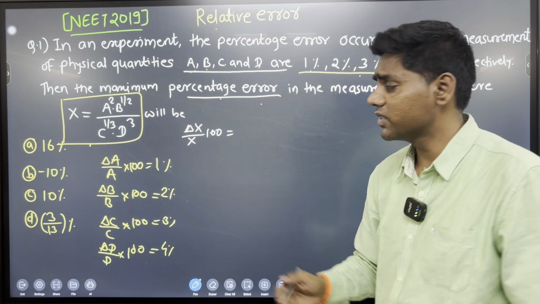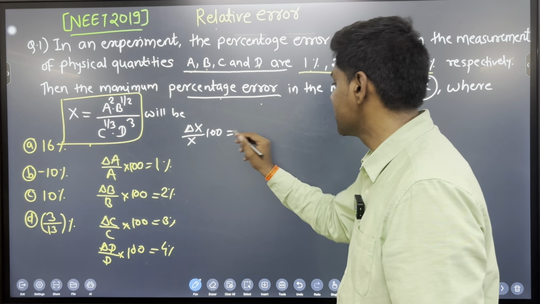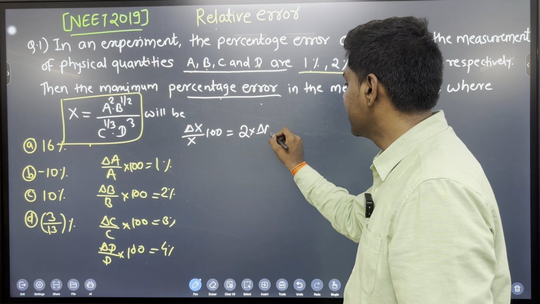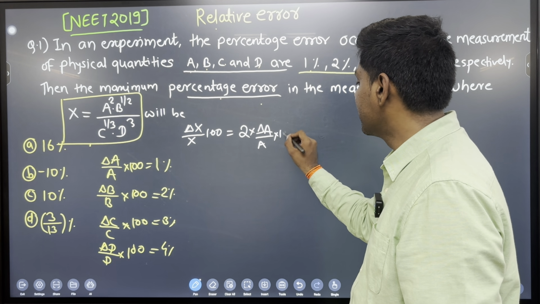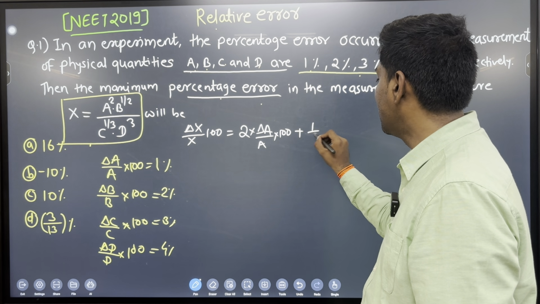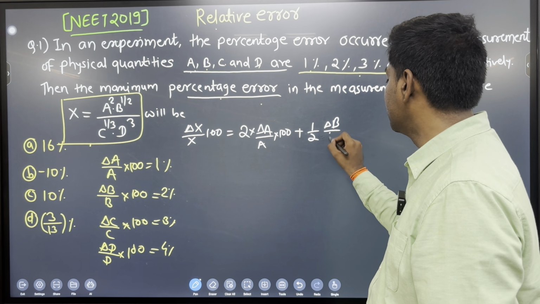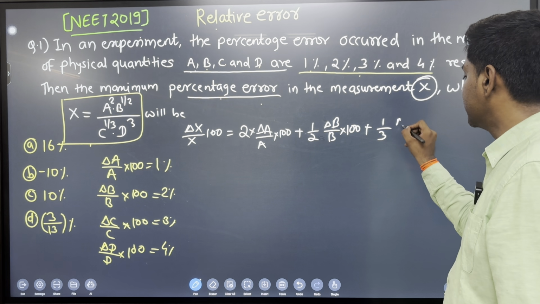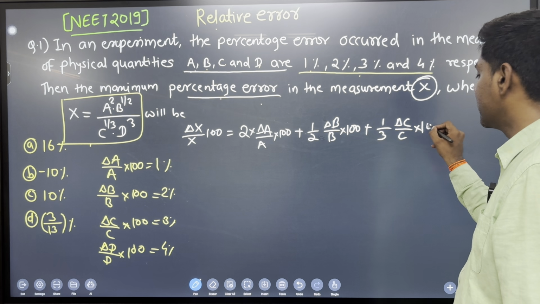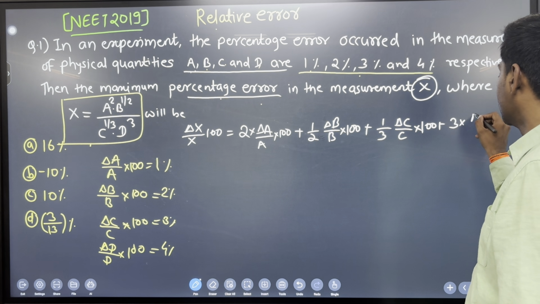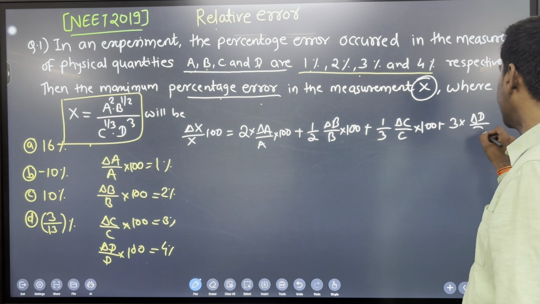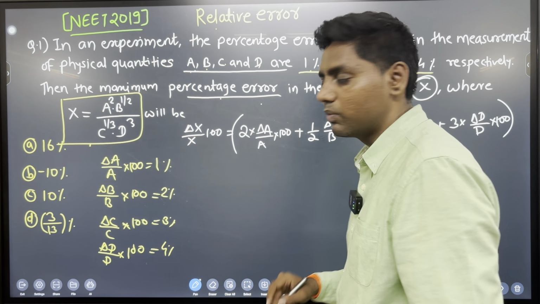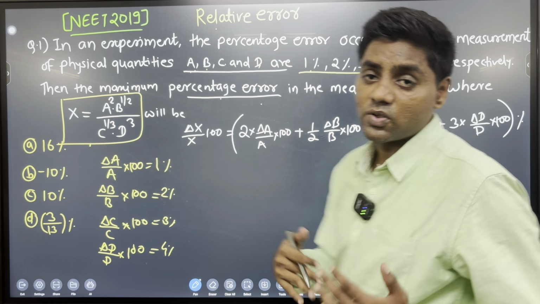That is delta X divided by X into 100 is equal to. So how many physical quantities are given? A, B, C, D. So we write the percentage for the first physical quantity, that is 2 into delta A divided by A into 100, plus next half delta B divided by B into 100, next 1/3 delta C divided by C into 100, next 3 into delta D divided by D into 100. In such a way we write down the formula. The formula is very easy. How to solve it?